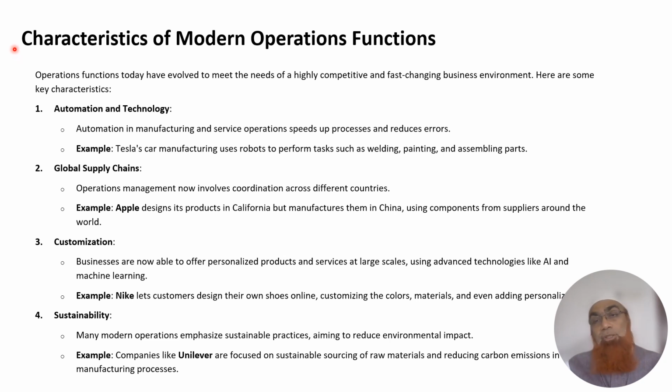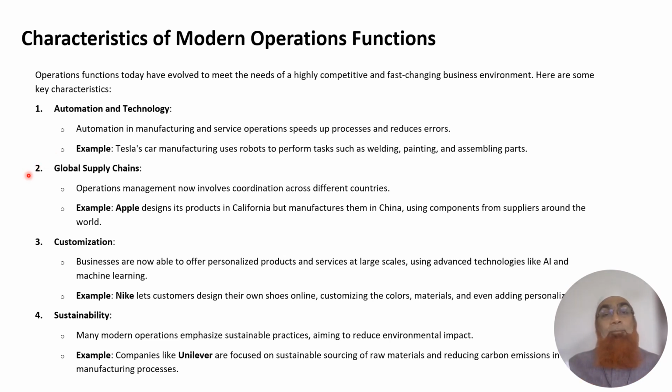Let's understand the characteristics of modern operations functions. There is a shift from production to operations. Manufacturing and production are now used more or less synonymously. First and foremost is automation and technology. Automation in manufacturing and service operations speeds up the process and reduces error. For example, Tesla uses robots to perform tasks such as welding, painting, and assembling parts. So there is less human intervention. Processes are automated and controlled, and there is faster delivery with consistency and least error.